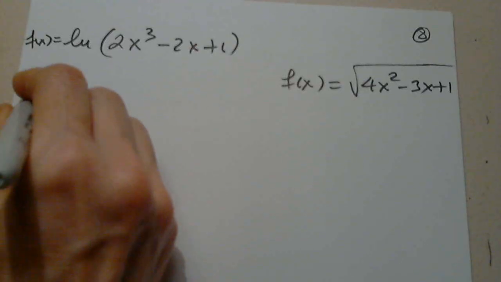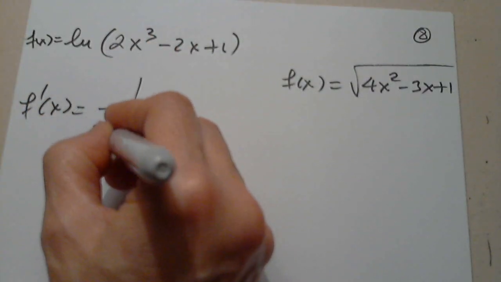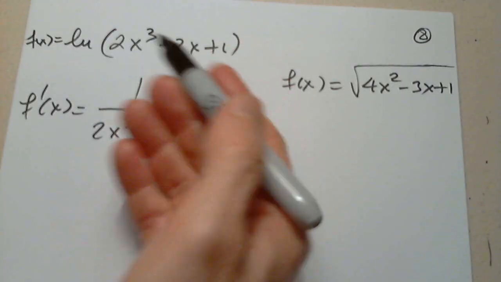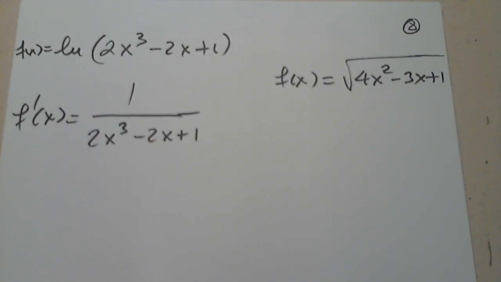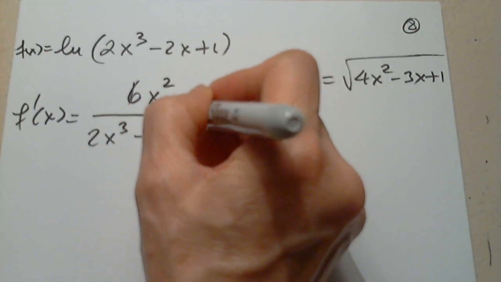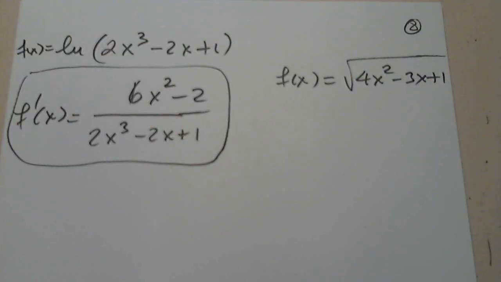So when I differentiate the first one, I have 1 over 2x cubed minus 2x plus 1 times the inner, the key is times the inner function prime. So this is 6x squared minus 2. And there is nothing else we need to do here. So when I differentiate a log, it is 1 over the function times the inner function prime.